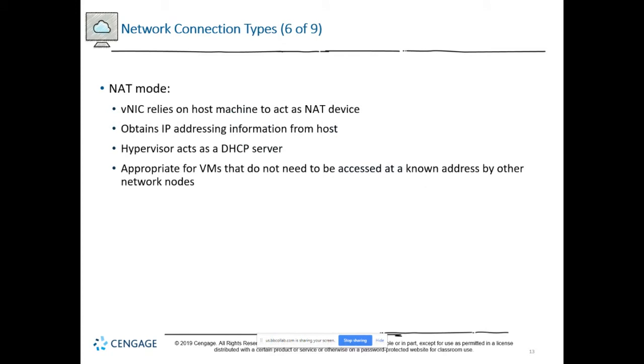But network address translation mode, or NAT, relies on the host machine to act as a NAT or network address translation device. So what that means is it obtains IP addressing information from the hypervisor. It says the host, but the hypervisor acts as a DHCP server, and it creates a private network in your virtual environment. So your VMs now have private IP addresses, and they're not technically seen on the physical network. They can access the physical network due to what's called network address translation, but they're not connected directly onto the physical network. And this is a solution that if somebody needs to access your VM from outside your box, this is not a good setting to have, because it's not easy to get in to the box.